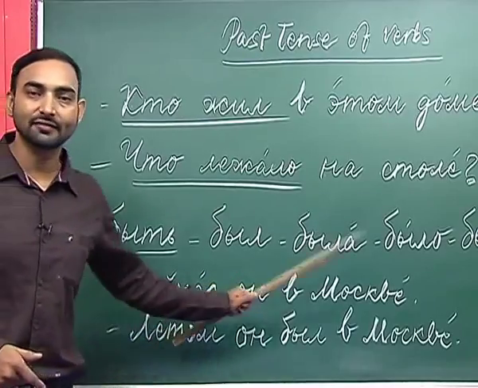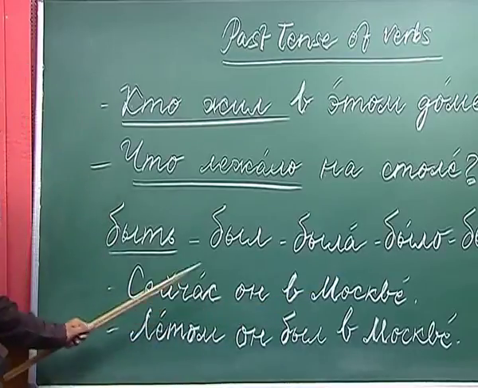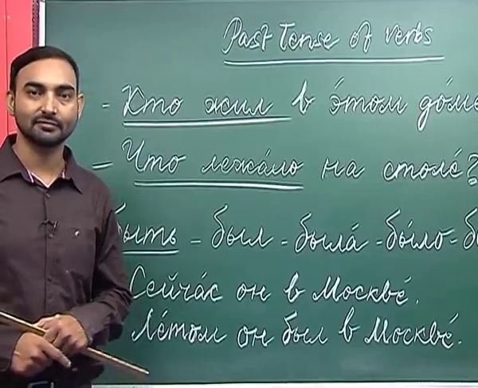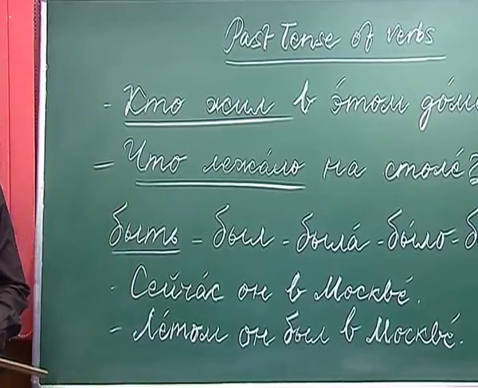Сейчас он в Москве. Сейчас is now. Now he is in Moscow. So, this denotes the present tense.